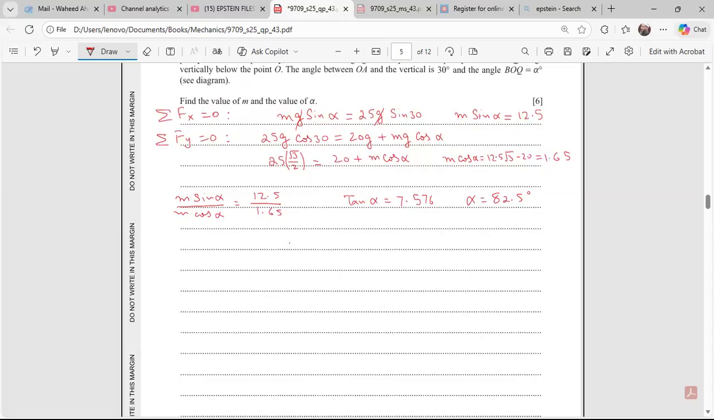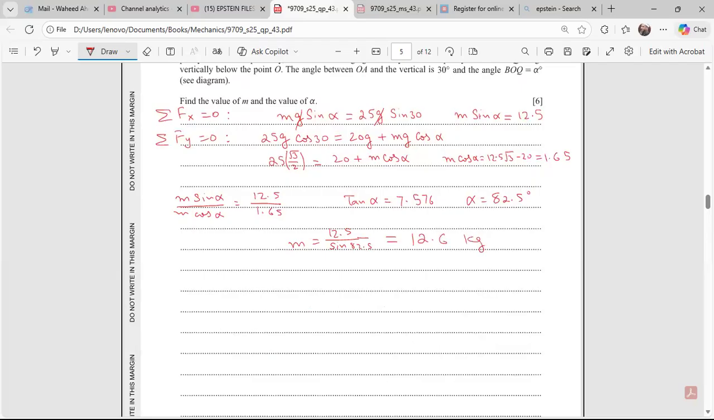I can substitute this value in any of these equations to find the value of m. You can see m was equal to 12.5 divided by sine alpha. So sine of 82.5, and this calculation gave us the value of m as 12.6 kg.